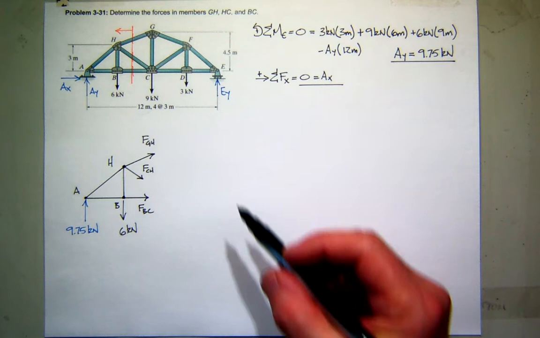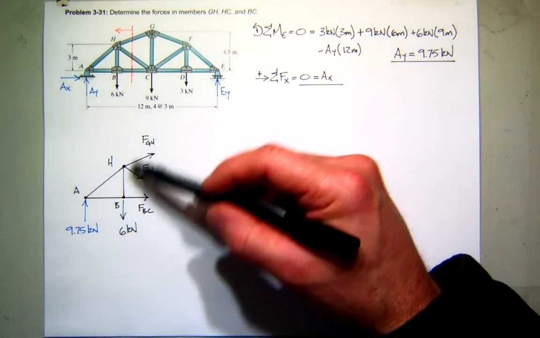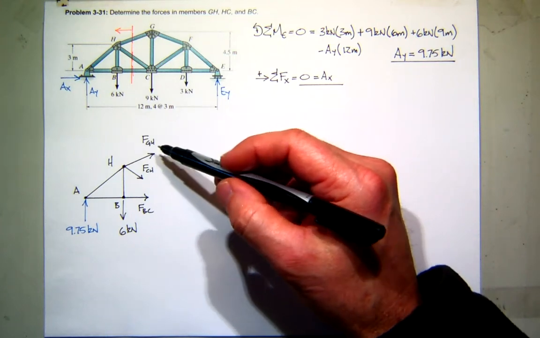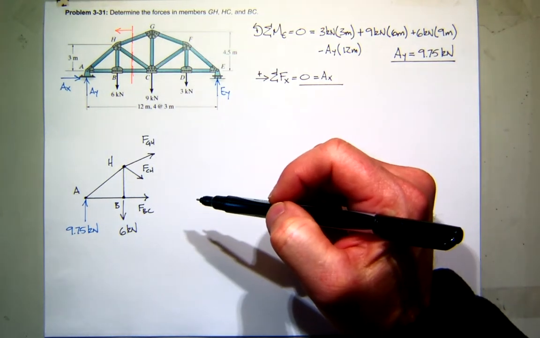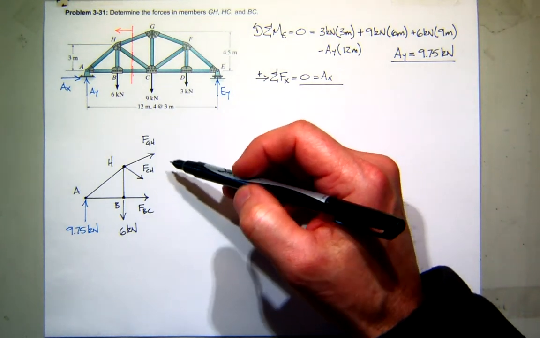So let's talk about our strategy. First of all, you'll notice that we have 3 unknowns. We can write 3 equations, so that's great. Are there any points where these forces are concurrent? Any of the forces? I think the easiest one to see are these two.